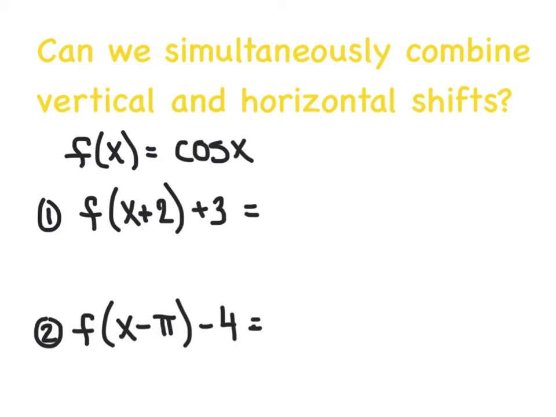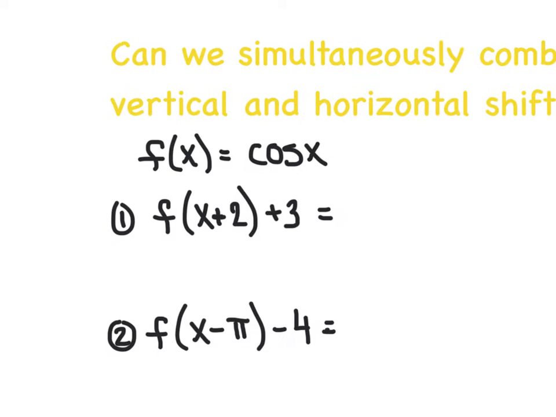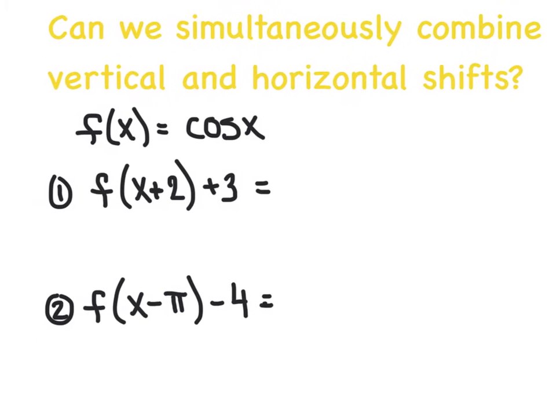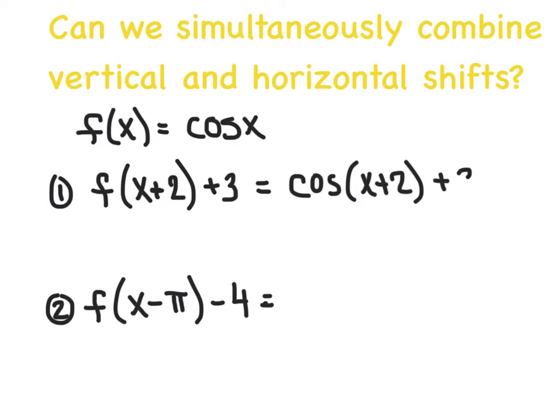So the question now is, can we simultaneously combine a vertical and a horizontal shift? Okay, so the first one, let's use the cosine function as our parent function here, and we're going to see if we could create f of the quantity x plus 2, and then we've got the plus 3 outside. So what I'm going to do is replace this x with the quantity x plus 2, and it now looks like the cosine of the quantity x plus 2, plus 3. And here's your phase shift and here's your vertical shift. So we're going to go to the left 2, and then we're going to go up 3 units.